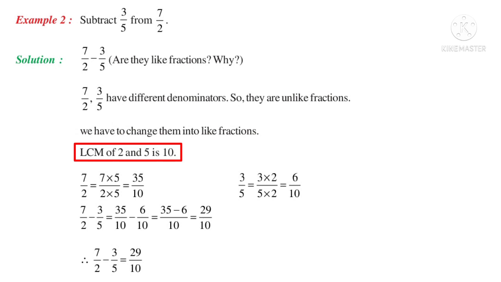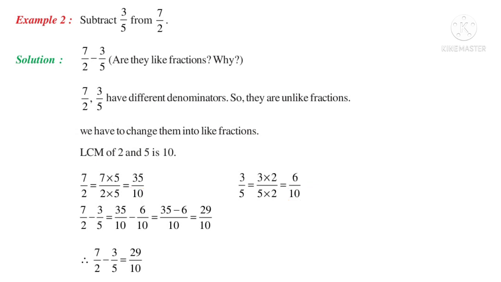So now let us convert 7 by 2 into like fractions by multiplying numerator and denominator by 5, that is 7 into 5 by 2 into 5, that is equal to 7 into 5 is 35 by 2 into 5 is 10, 35 by 10. Now let us convert 3 by 5. Multiply numerator and denominator by 2, that is 3 into 2 by 5 into 2. 3 into 2 is 6 by 5 into 2 is 10, 6 by 10. Now observe the denominators. Both are having 10 as denominator. So above fractions are converted into like fractions.